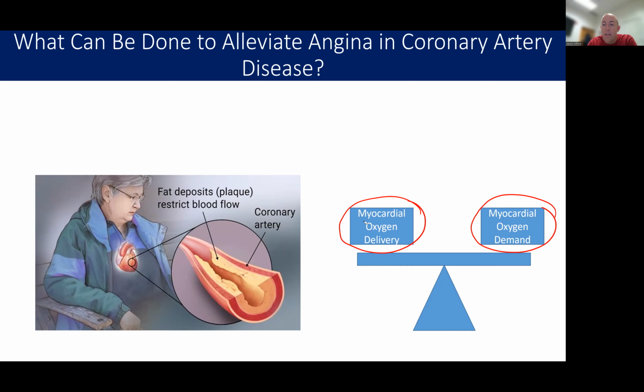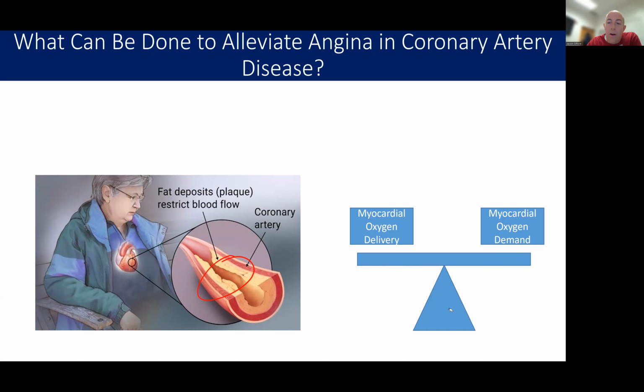You can either decrease your oxygen demand, and that's what you're going to do when you first get that chest pain. You feel that chest pain, you're like, okay, I've got to stop exercising, decrease my heart rate, decrease the stroke volume and the work of the heart. And so people that have coronary artery disease will probably avoid exercise to avoid that kind of chest pain.